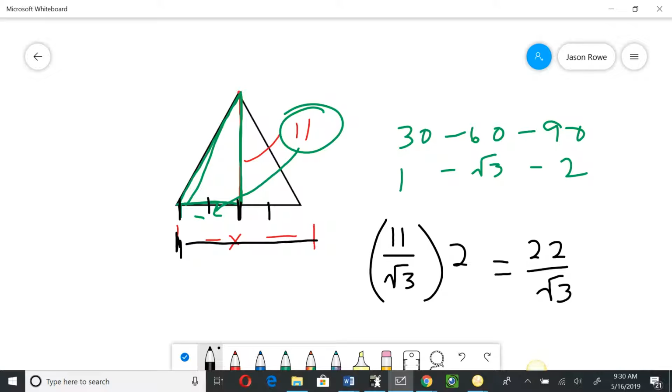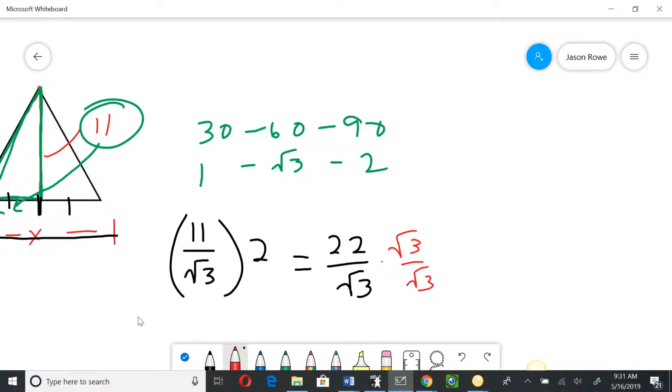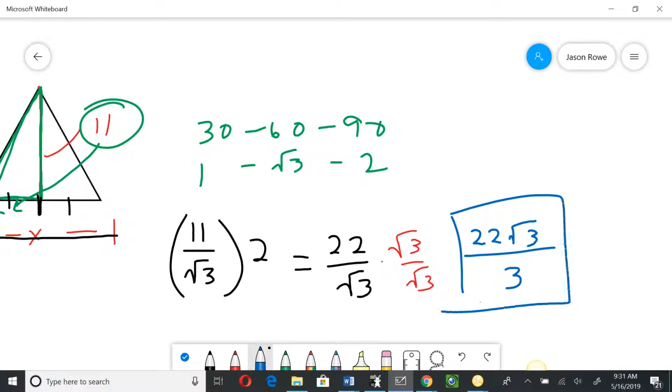Well, you can't leave it like that. You've got to make it a rationalized fraction. So we're going to multiply by the square root of 3 over the square root of 3. And so that's going to give me 22 times the square root of 3, and then the square root of 3 times the square root of 3 is 3. So there is a perfectly good final answer. You can also turn that into a decimal.